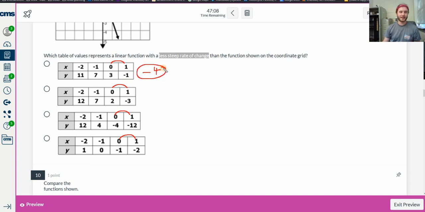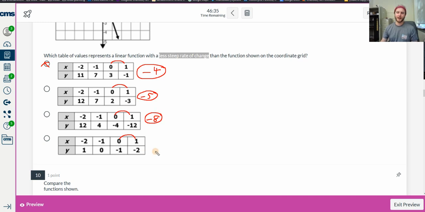So that's more than negative 3. This one won't work. We look at this one. We went from positive 2 to negative 3. So positive 2 all the way down to negative 3. That means we dropped by 5, so minus 5. Again, that's more steep than negative 3. We want a number closer to 0. For this one, negative 4 to negative 12. Well, that one dropped by, it looks like 8 to me, so minus 8.